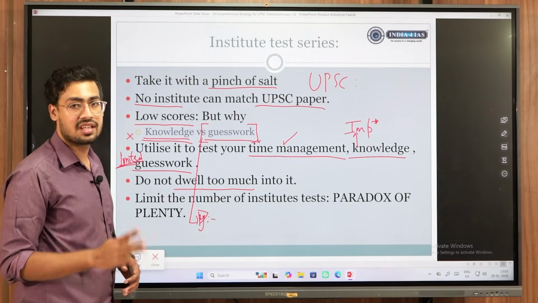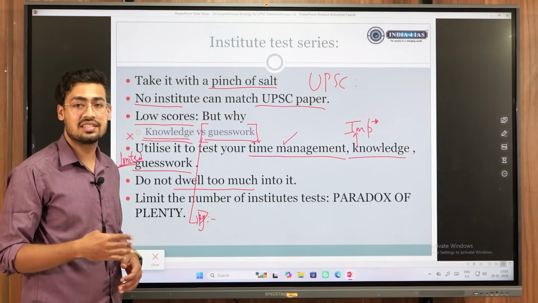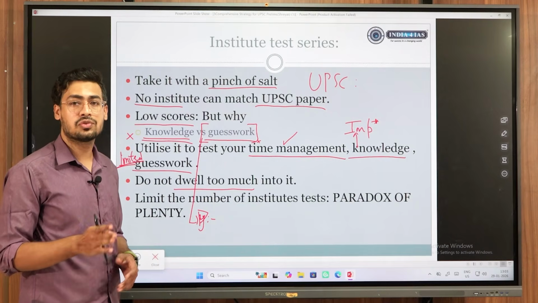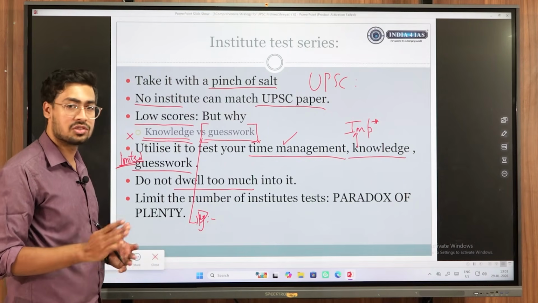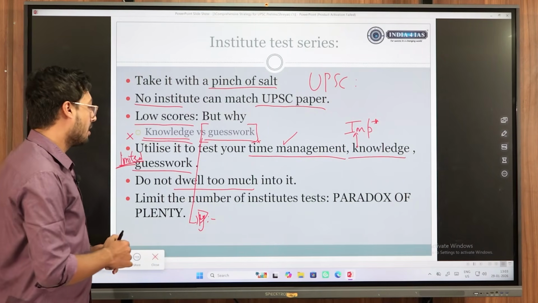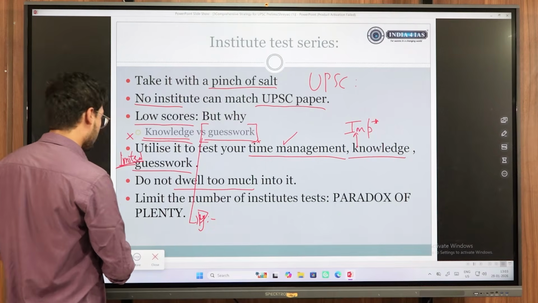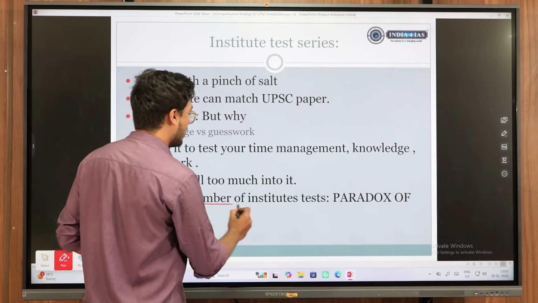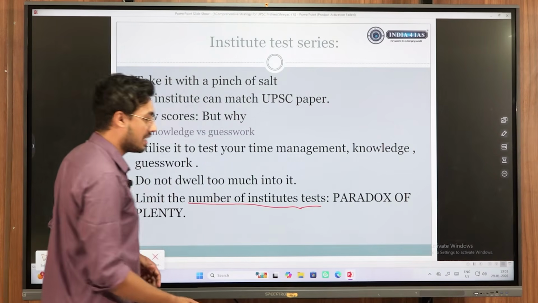If you get low scores, just see what is the reason for getting low scores. Is it because of the knowledge or is it because of the guesswork? If it's knowledge only, then you need to worry more. Then also another important suggestion, limit the number of institute tests.